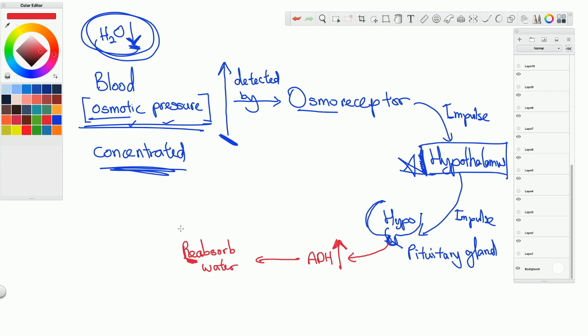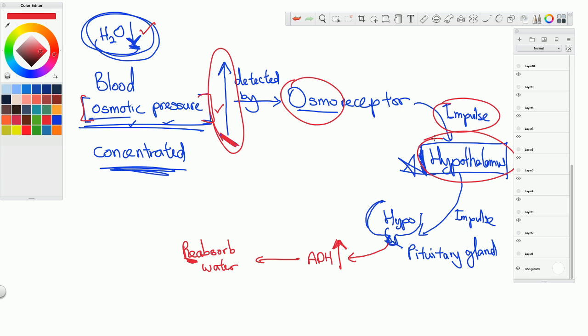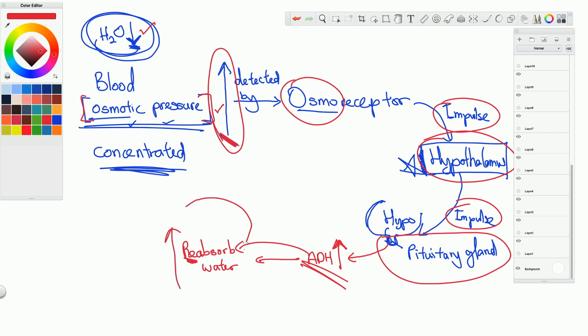Okay, again, when your body lacks water, your blood becomes more concentrated. So blood osmotic pressure increases, meaning blood concentration increases. So high blood osmotic pressure is detected by the osmoreceptor. Then your osmoreceptor will inform, meaning send an impulse to, the hypothalamus. Then from here, your hypothalamus will send an impulse to the effector, the pituitary gland, to secrete more ADH, so that more water can be reabsorbed in the kidney.